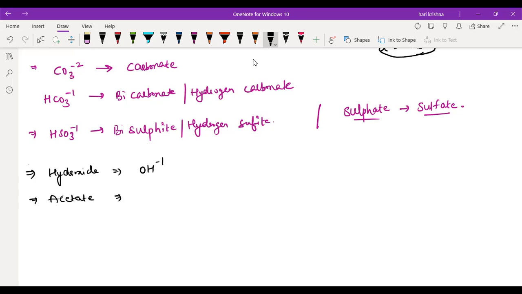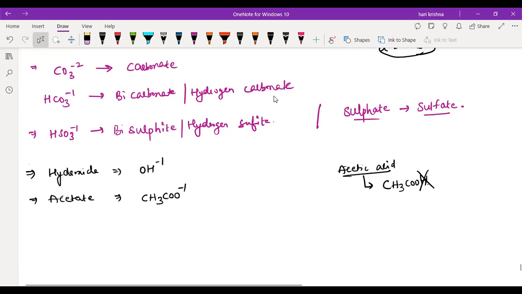Acetate. It's something with methane, so CH4 something? It's not CH4. Do you know the acetic acid formula? Acetic acid. So we should add H in front of acetate. Very good. CH3COOH is acetic acid. If you remove this acidic H, it is the acetate ion. Remember it in that way.